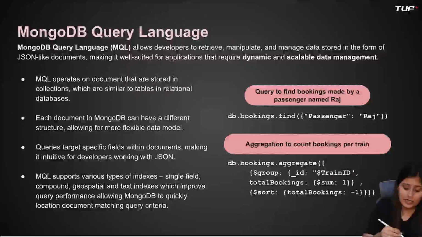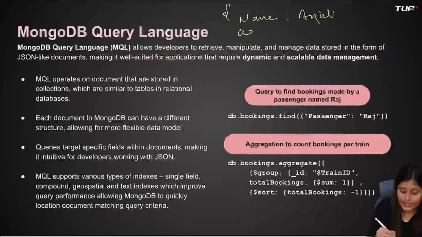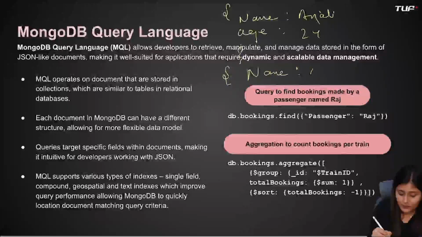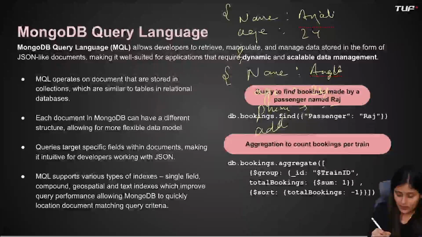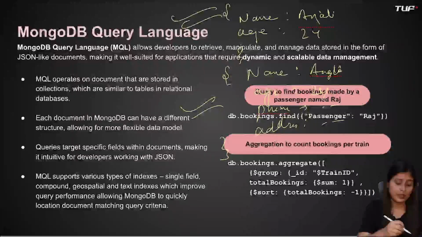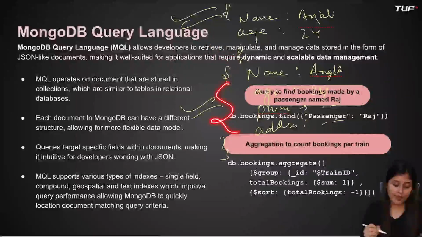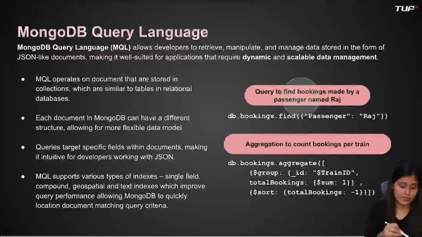Meaning if we have one document with name and age, another entry might include name, age, phone number, address, and so on. So you can see each entry can have a different structure. In the first entry we have only name and age, in another entry we have age, name, phone, and address as well. So this is what it allows: different structures.